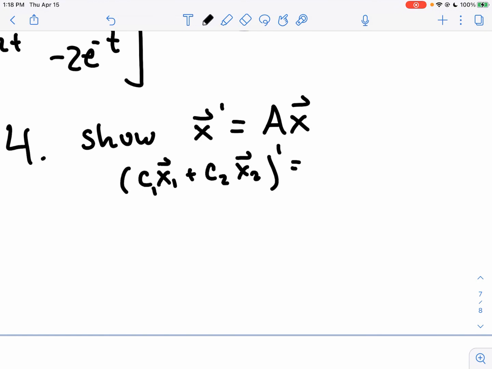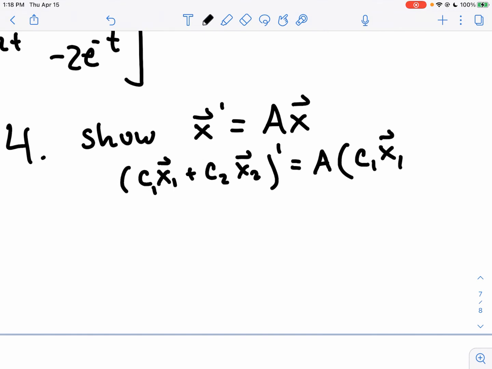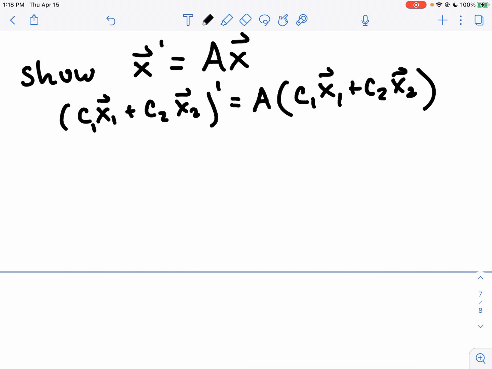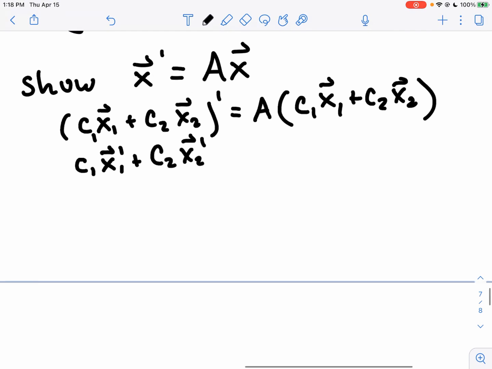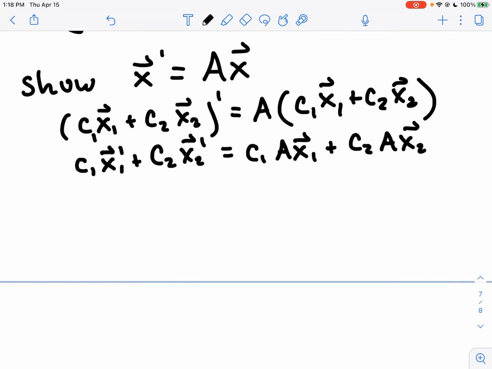We're going to differentiate that and show whether or not this is the same thing as doing A times C1 x vector 1 plus C2 x vector 2. Well, if I differentiate the left side, you can just differentiate term by term. So we're going to get C1 x vector 1 prime plus C2 x vector 2 prime. And on the right side, I can distribute the matrix A and pull the constants C1 and C2 to the front of the products. So I can write this as C1 A times x1 vector plus C2 times A x2 vector.